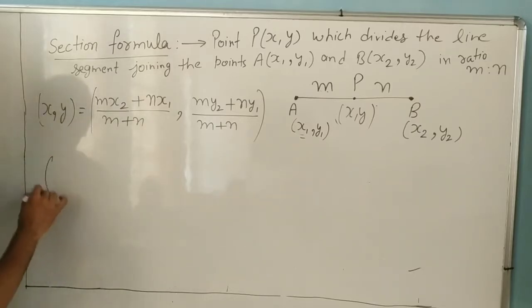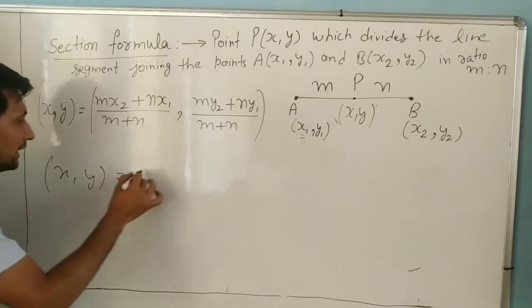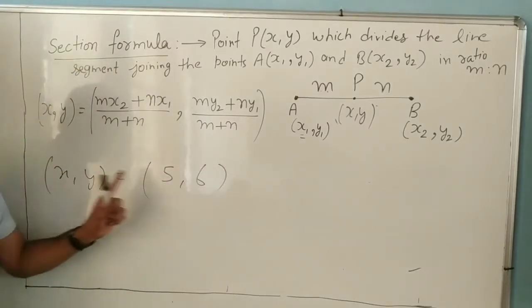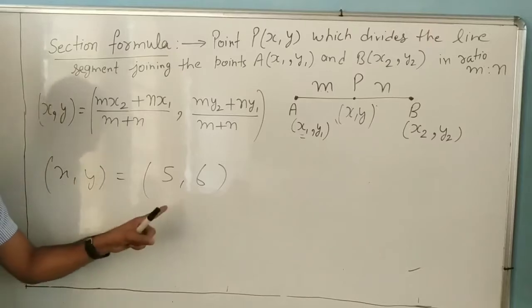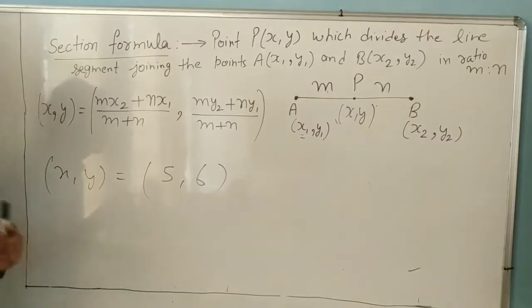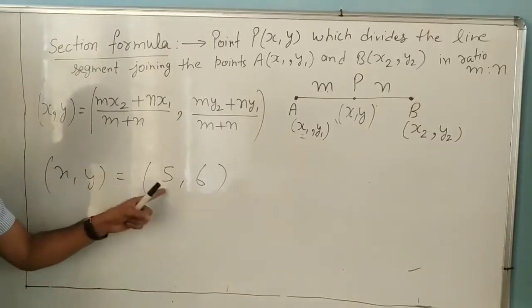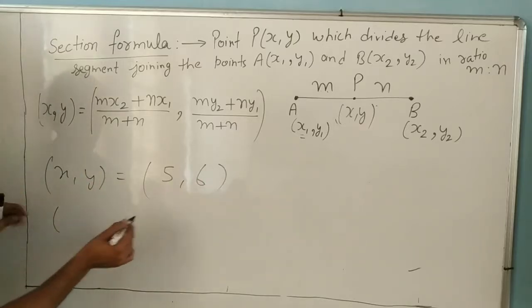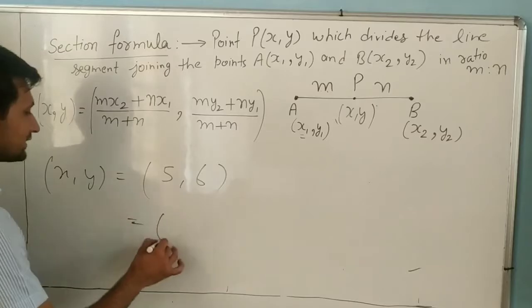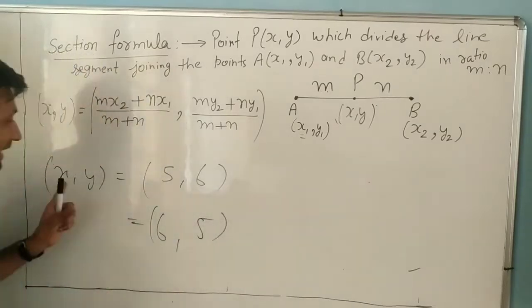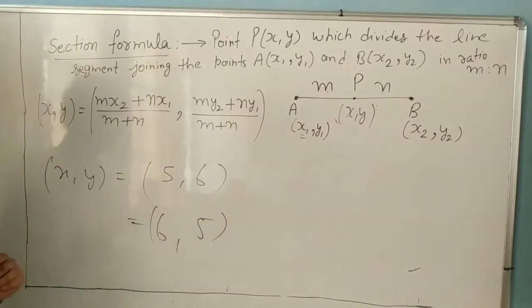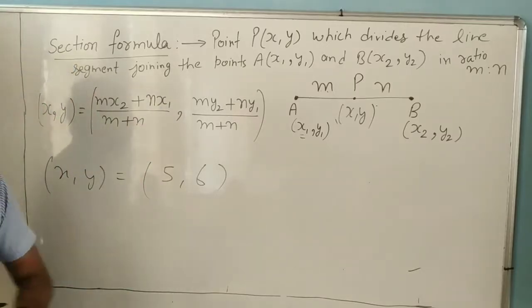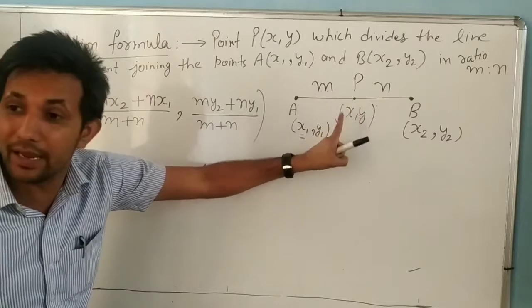It's very simple. If I write here, dear, x, y equal to 5, 6, it means x is 5, y is 6, because two points are equal. You can't swap them. If I write 6 and 5, it means x is 6, y is 5. Understand? So do you understand how to find the coordinate of P, x and y?